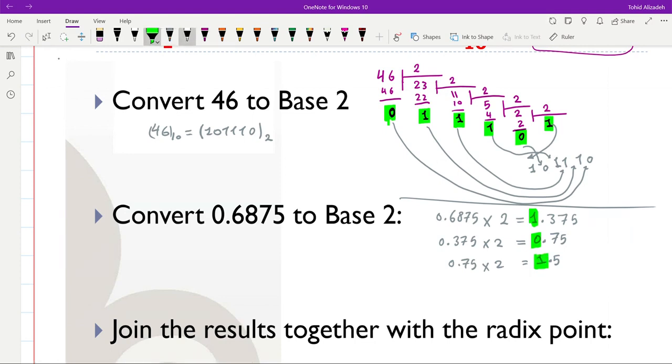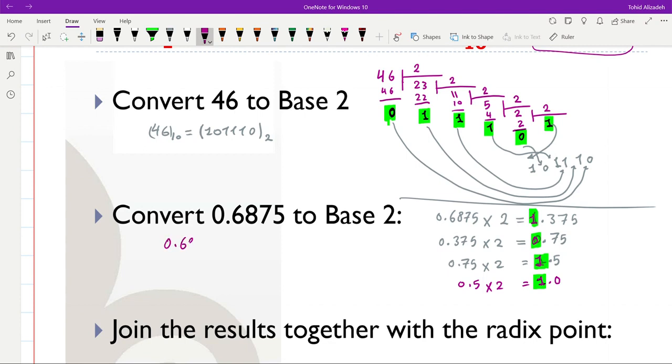And then we drop 1 and we'll have 0.5 multiplied by 2, we will get 1.0. And then since we ended up with 0, we'll stop at this point, because if we continue multiplying it, we will get 0 all the time. And then for the fraction part, we will take the integer parts that we get here as 1, 0, 1, 1 in the order that we have received them.